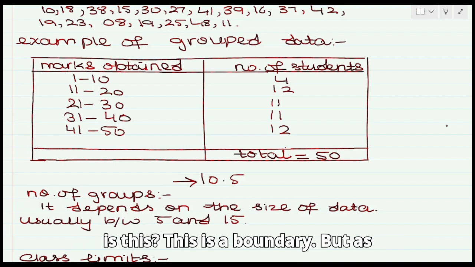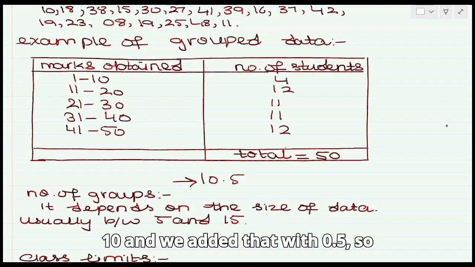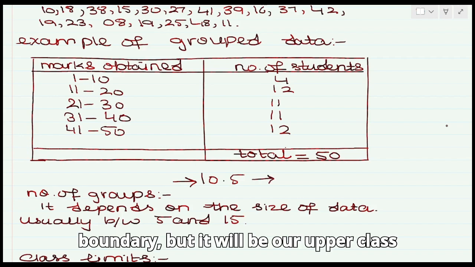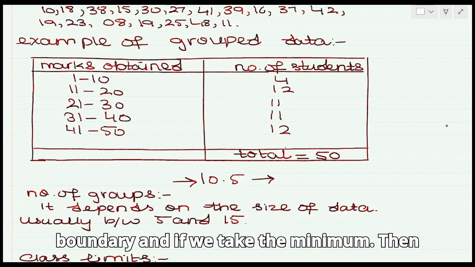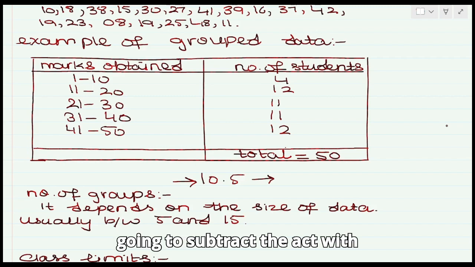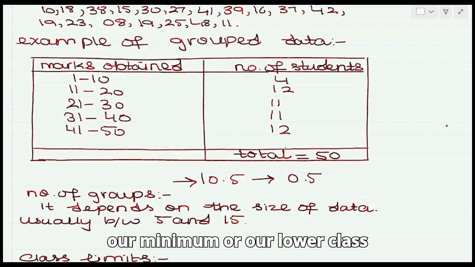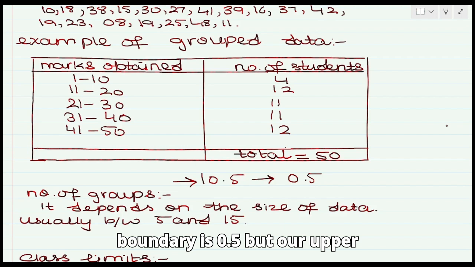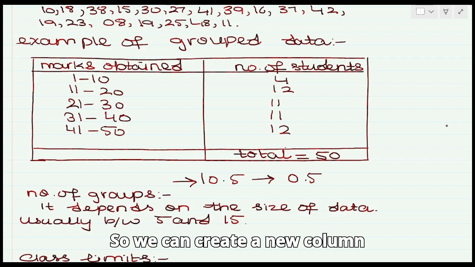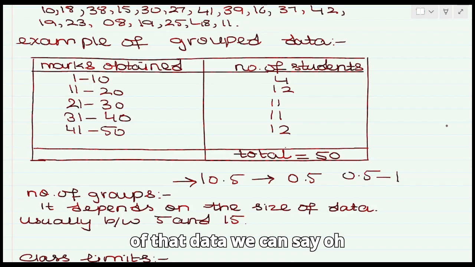So what is this? This is a boundary. We took the value of 10 and added 0.5 to it. So that is 10.5. This will be our upper class boundary. And if we take the minimum value, which is 1, we subtract 0.5 from it. So that is 0.5. So our lower class boundary is 0.5, but our upper class boundary is 10.5. So we can create a new column, and then inside of that column, we can say 0.5 to 10.5.